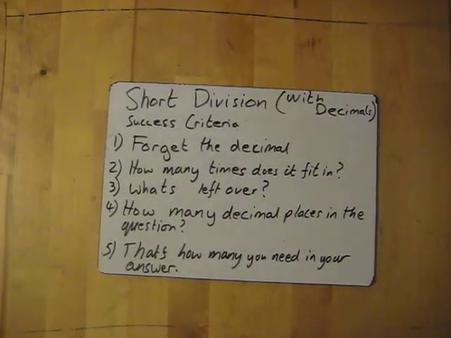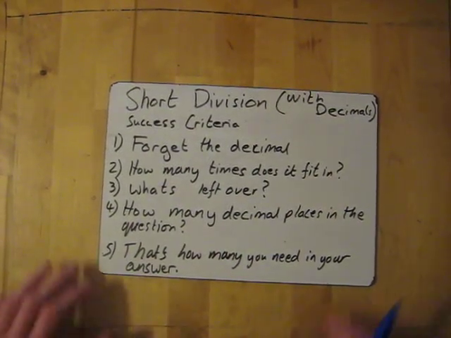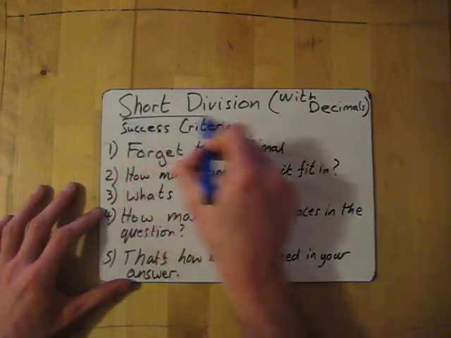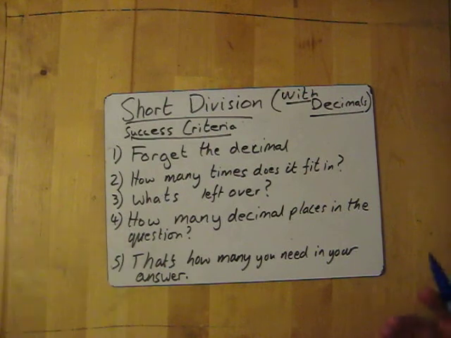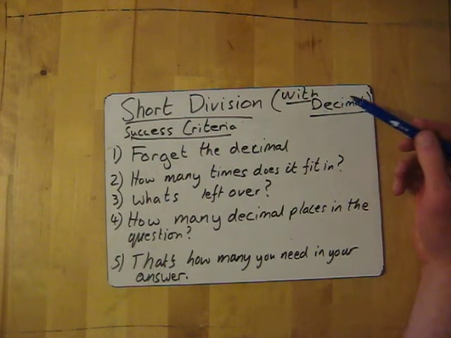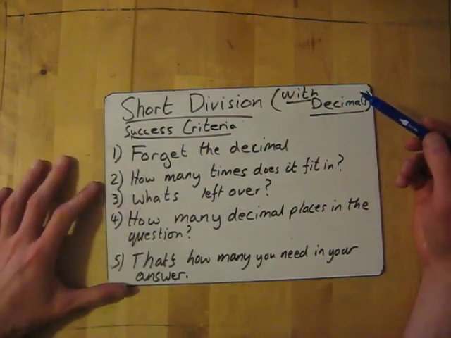Right, short division with decimals. So, success criteria for this. Short division with decimals. The success criteria is very similar to short division without decimals, except two things that you have to do at the start and the end.